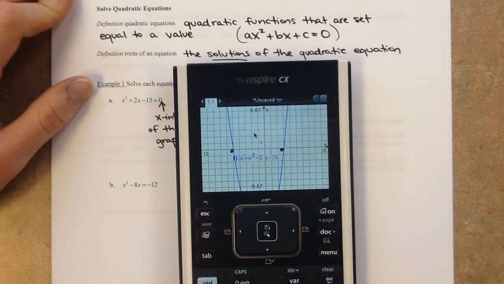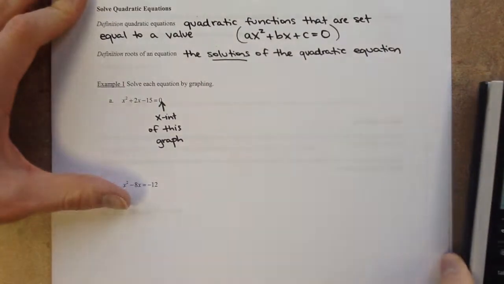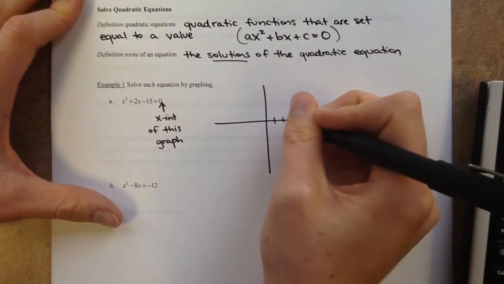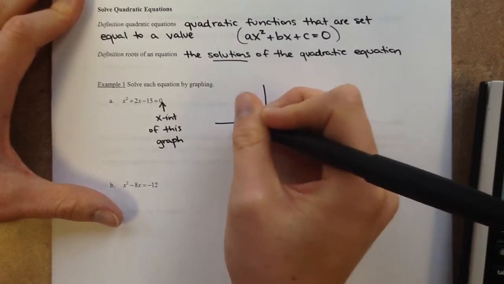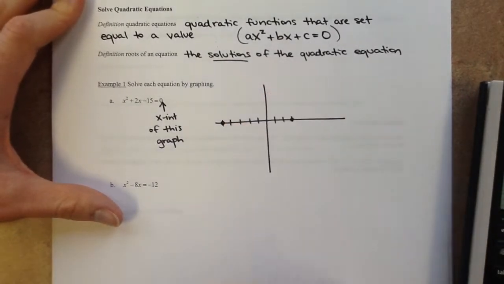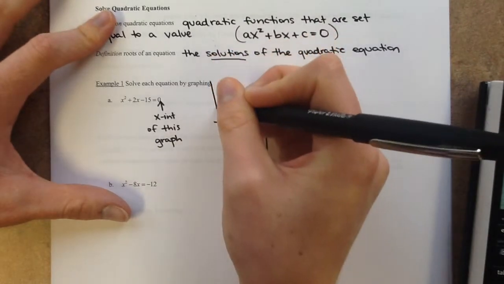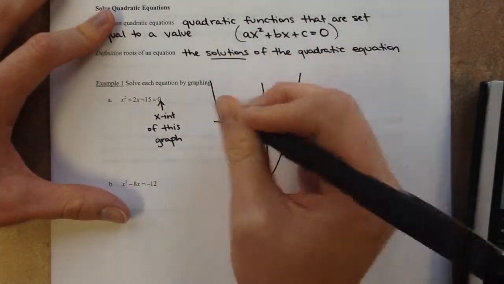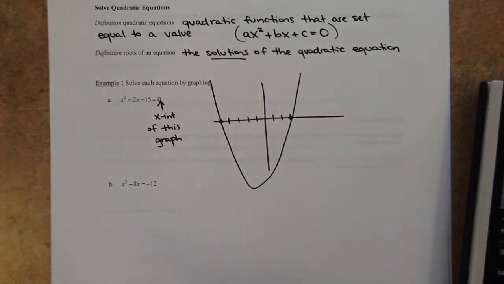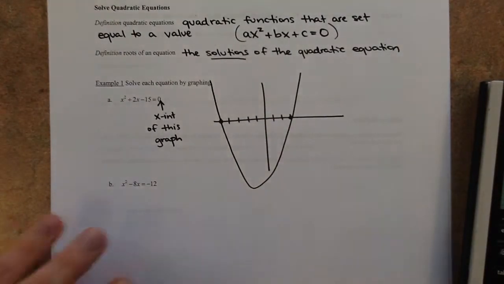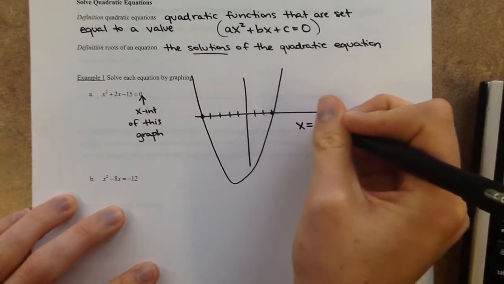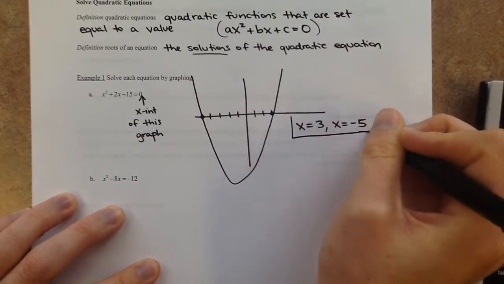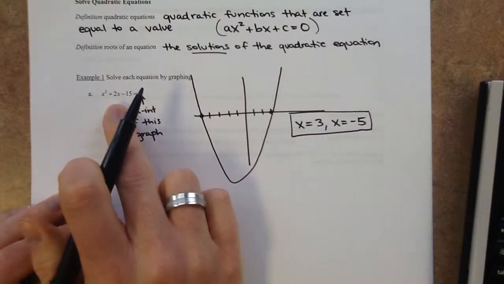Okay, so that's what we're looking for. Those are our two x-intercepts. Let me just get a quick sketch of the graph. Okay, so we had an x-intercept at 3, we had an x-intercept at -5, and then it kind of dipped down below what we saw, but we're just estimating, so we can turn it around whenever we want. So those are our two x-intercepts. So the solutions are just the x-intercepts. So we just write x equals 3 and x equals -5. Those are the two x-intercepts, and those are the two solutions that will make this equation true.